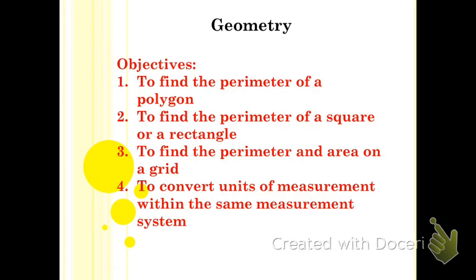Perimeter of polygons. The objectives in this lesson are: 1. To find the perimeter of a polygon, 2. To find the perimeter of a square or a rectangle, 3. To find the perimeter and area on a grid, and 4. To convert units of measurement within the same measurement system.